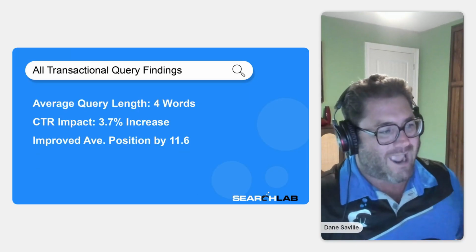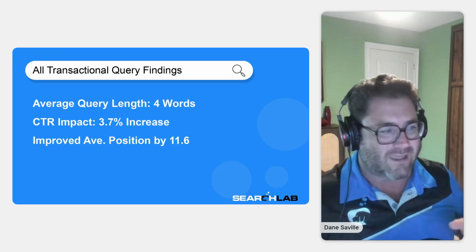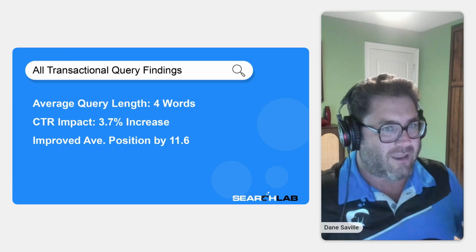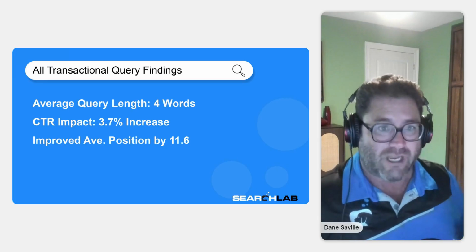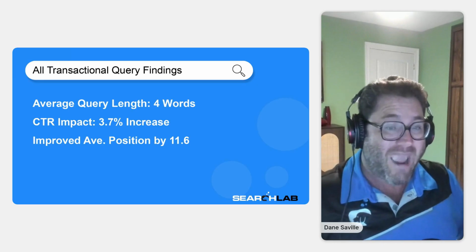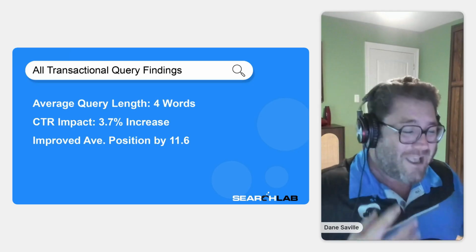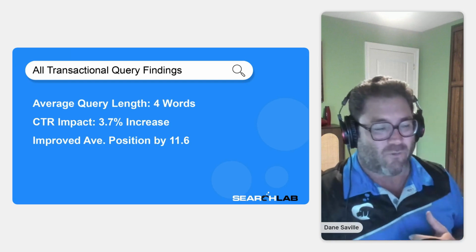Some other findings: average query length, 4 words. So it's a shorter query. I think that also influenced the percent that had an exact or near exact match to the keyword, because, well, there are fewer words that we would consider exact or near match to count in the results.